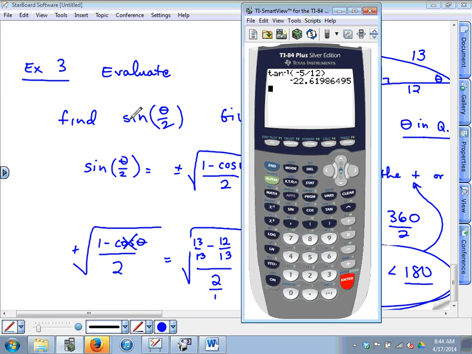So we're supposed to find out what the sine of theta over 2 is. So I'm going to do the sine of that answer divided by 2. Isn't that what we're supposed to find, the sine of theta over 2? I'm going to hit enter.